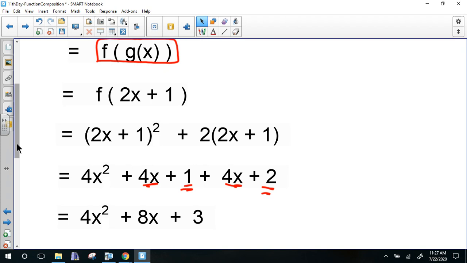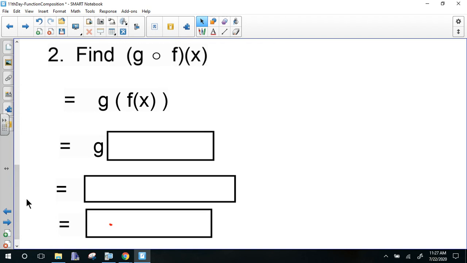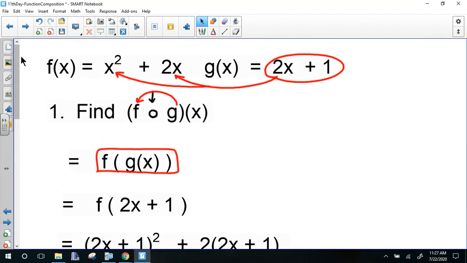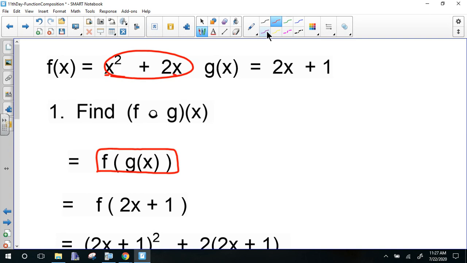All right, moving on. We want to find g of f of x. So I'm going to take f of x and plug it into g. Okay, let's go back up to the top here. So now I'm going the other way. I want to take this one and plug it wherever I see an x in g.